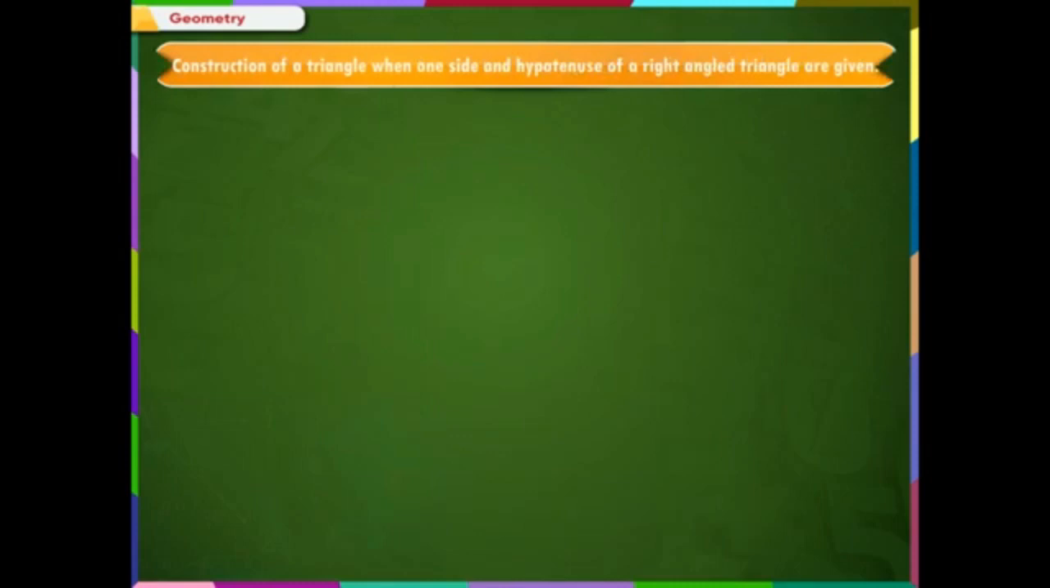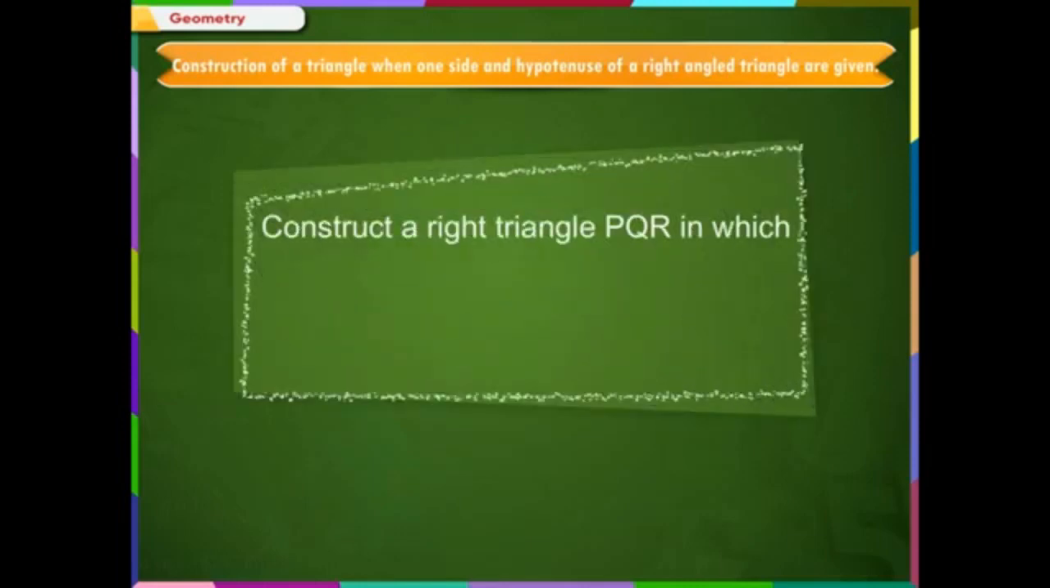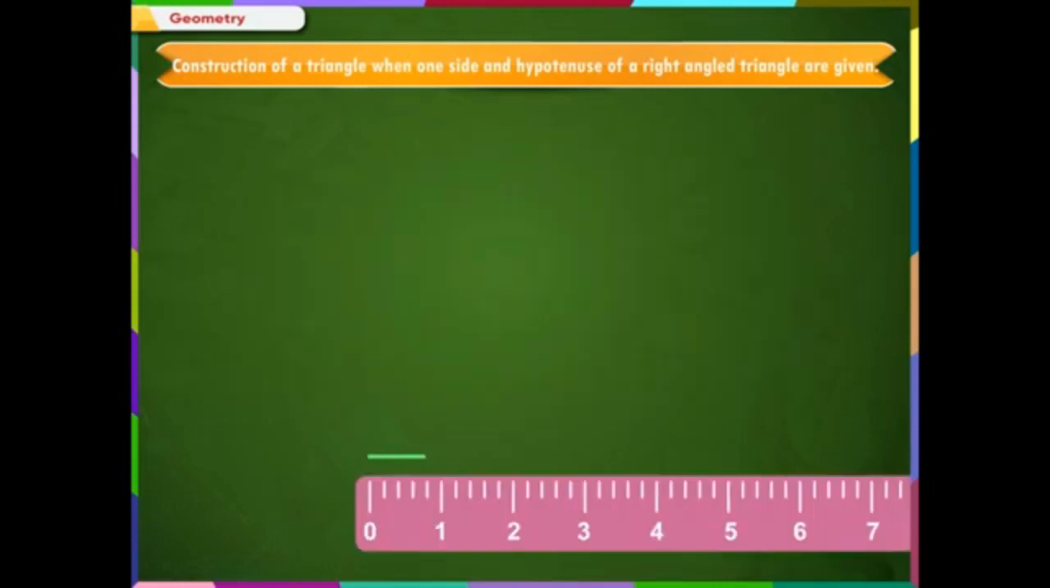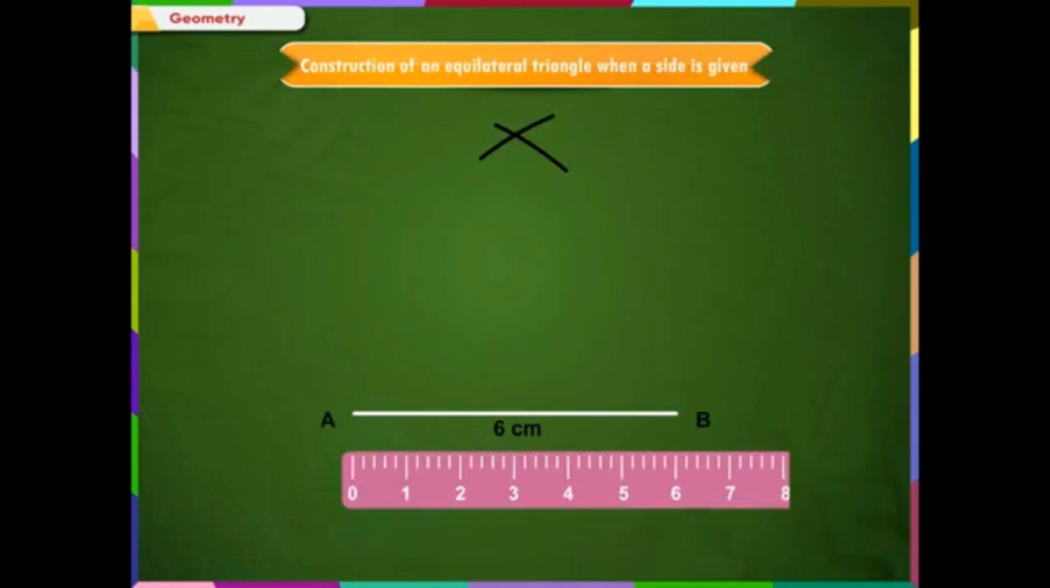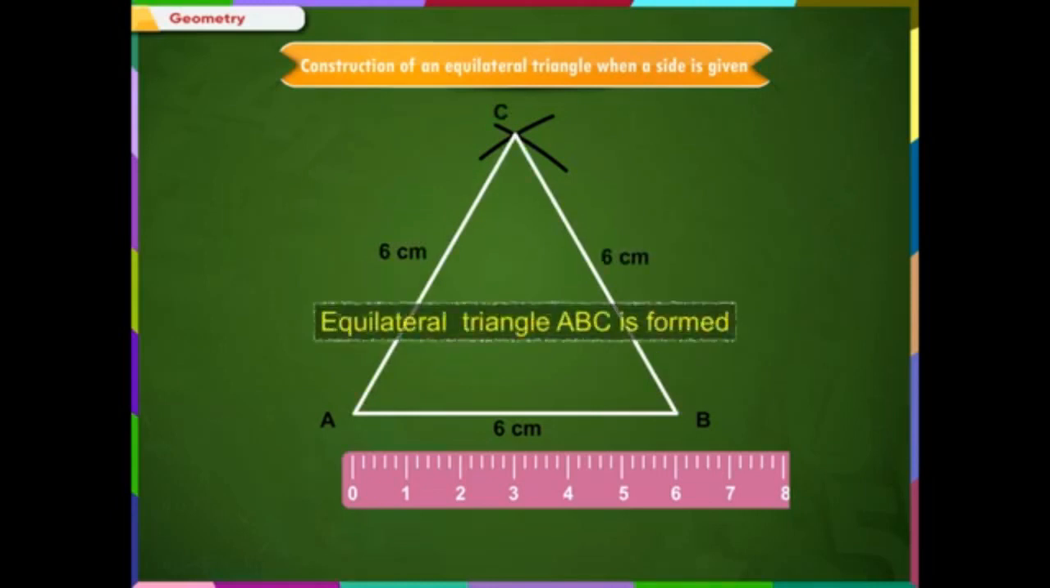Construction of a triangle when one side and the hypotenuse of a right-angled triangle are given. Construct a right triangle PQR in which angle Q is equal to 90 degrees, PR is equal to 6 cm and QR is equal to 4 cm. Step 1. Draw QR equal to 4 cm. Step 2. Name the intersecting point of these two arcs as C. Join AC and BC. Thus, an equilateral triangle ABC is formed.